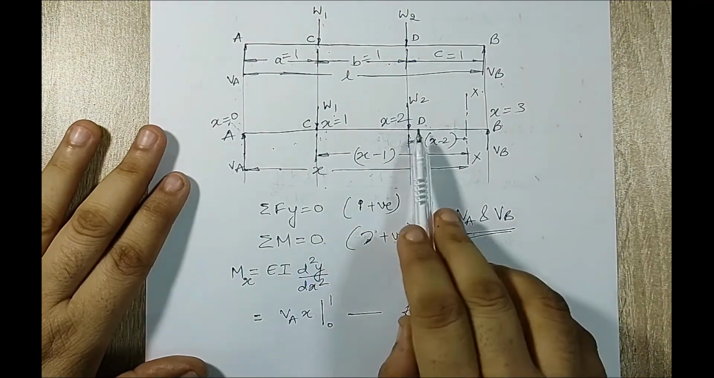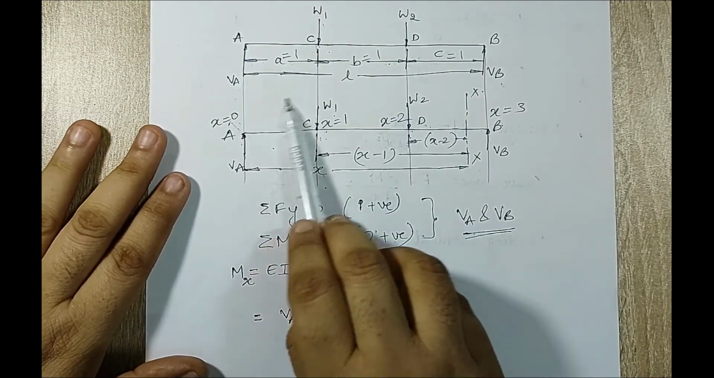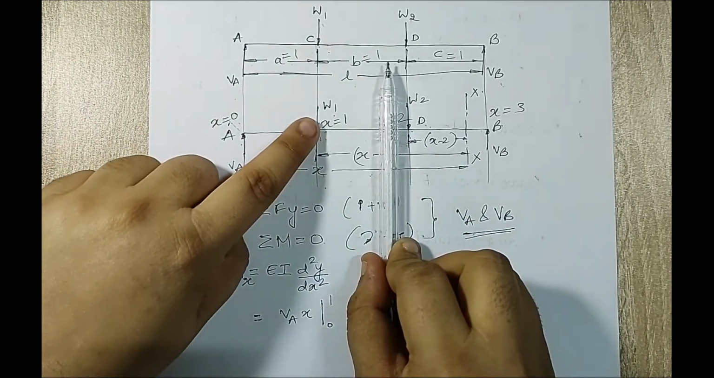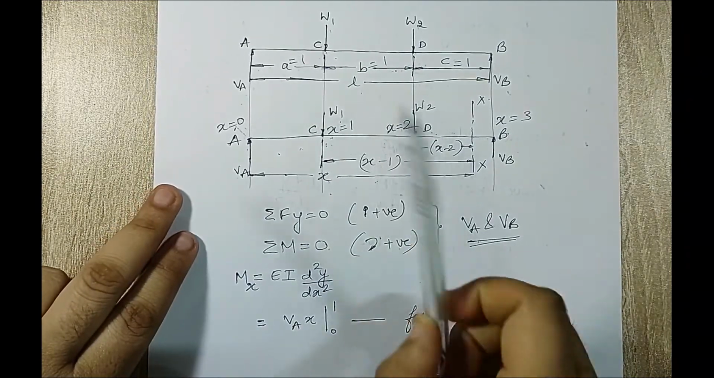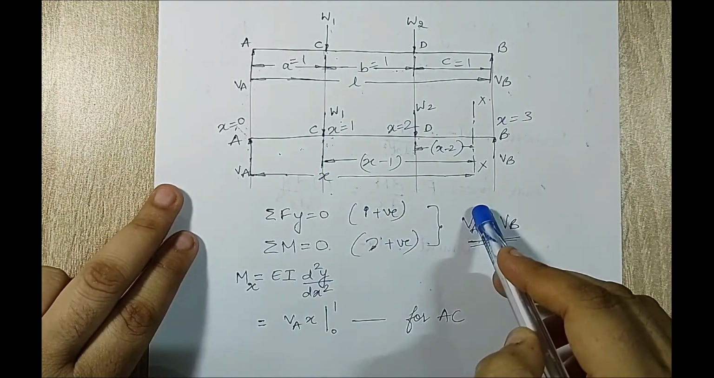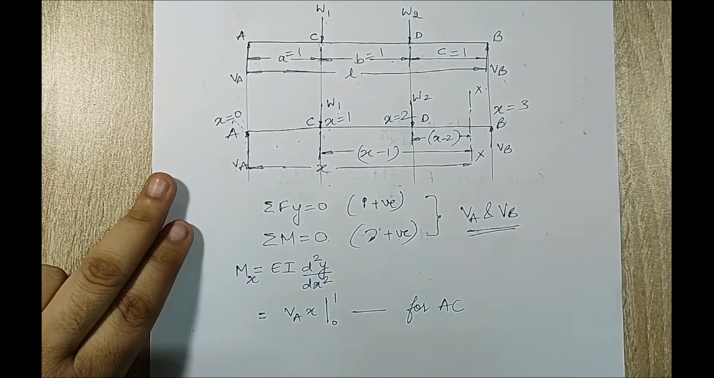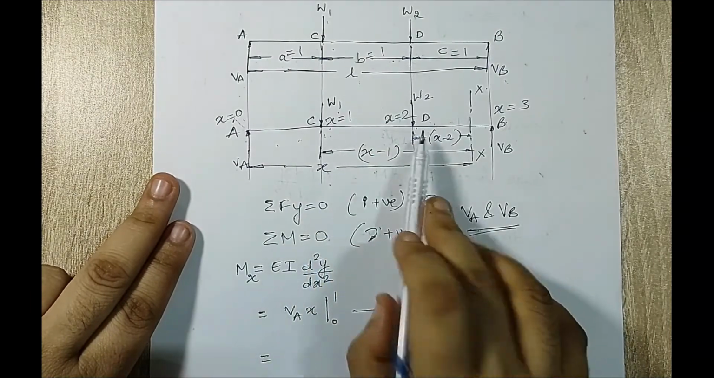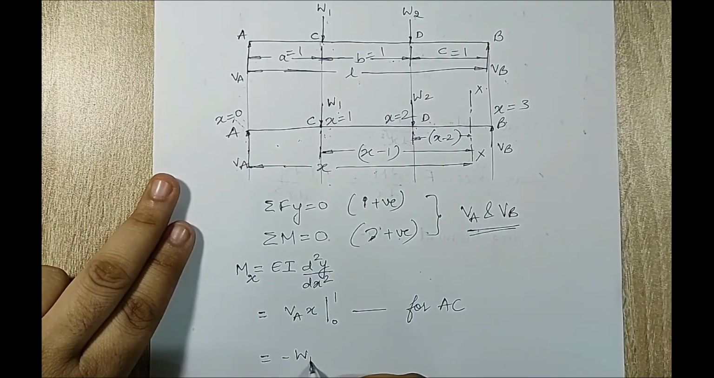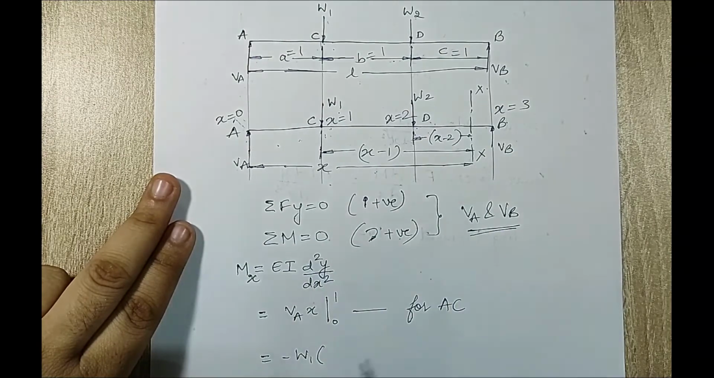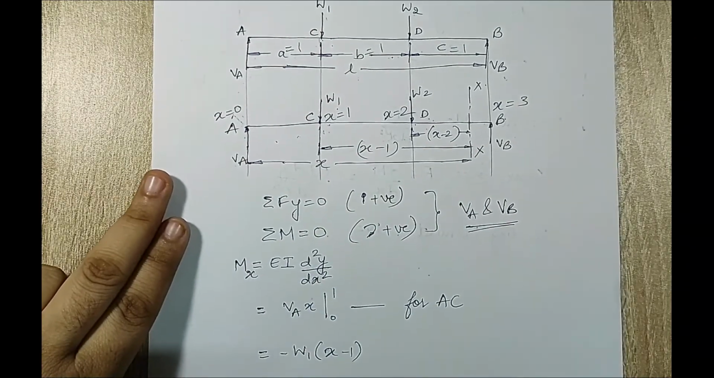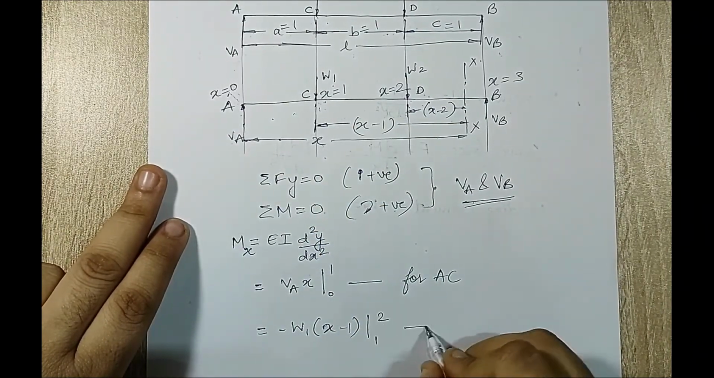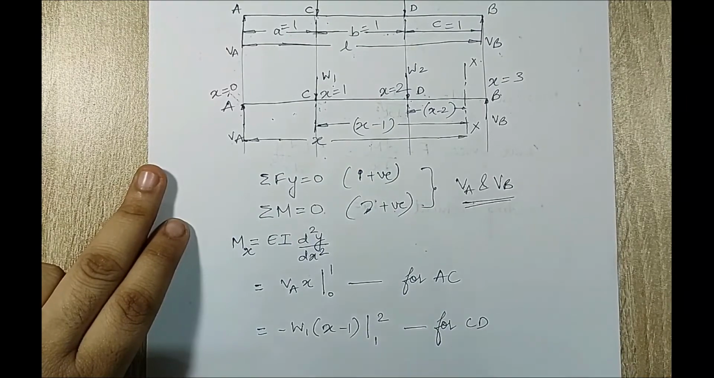When I have to write for the C to D portion, apart from this VA into x, there will be one more term which comes into picture, that will be this W1 turning towards xx. This W1 will turn in this anti-clockwise direction. My direction is going to be clockwise positive. So here only for the C to D portion, I'll write minus W1 into x minus 1, since this distance is x minus 1. Domain will be from 1 to 2. So this is for the CD portion.